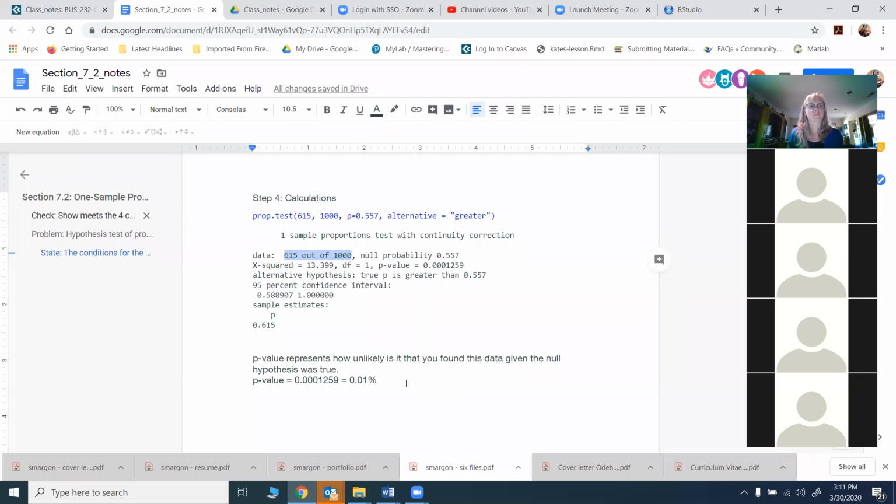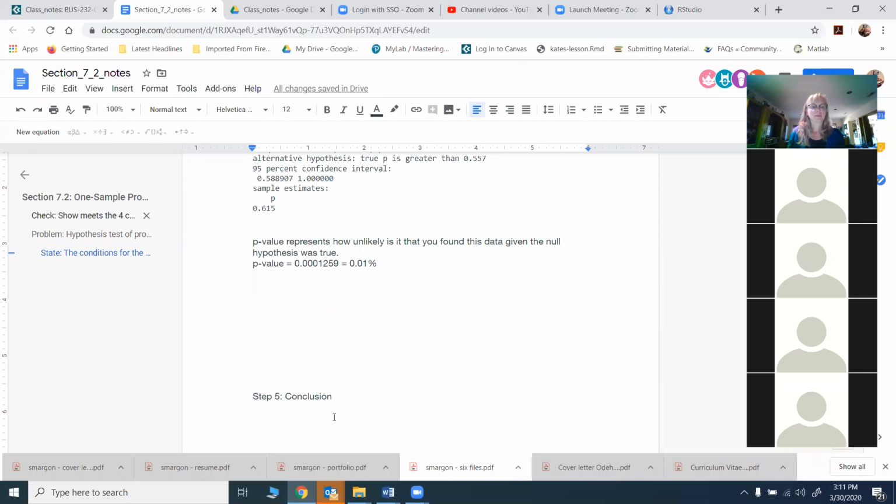We're going to talk a little bit more about that in a second, but I want to mention there's a couple other things it tells you. It tells you your alternative hypothesis is greater than. It also tells you your sample estimate of p. So if I took the 615 and divided by 1,000, I would get 0.615. You can do that calculation without R, but if these are nastier numbers, it's nice for it to give you. So now we're at our conclusion statement.